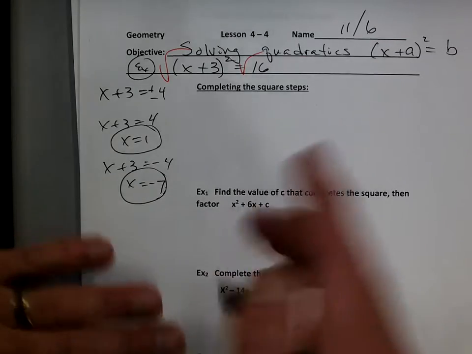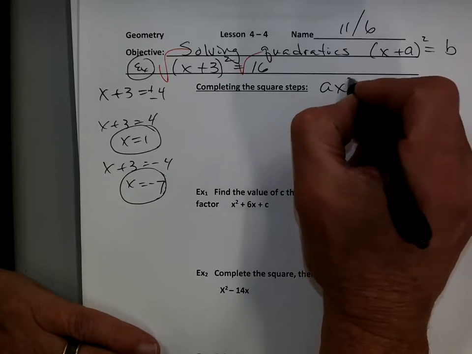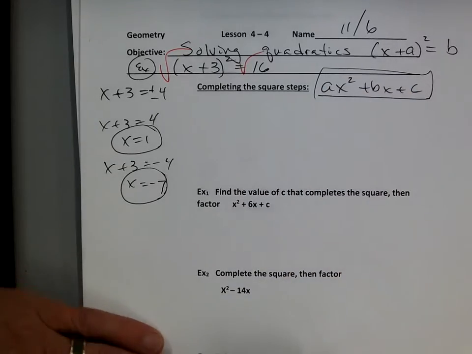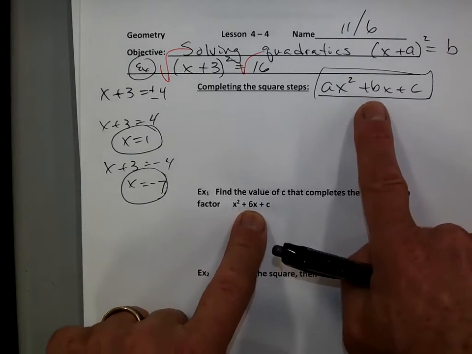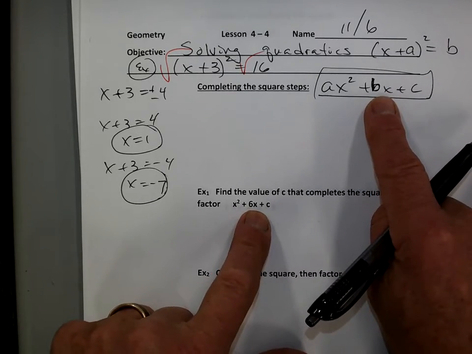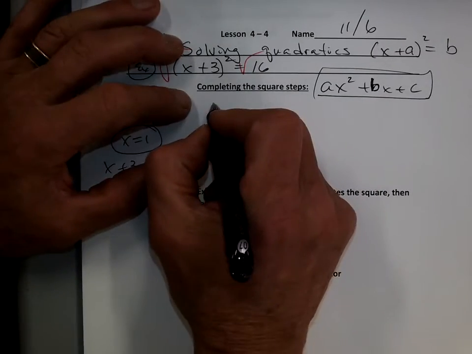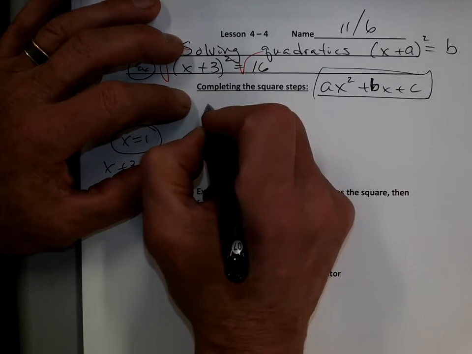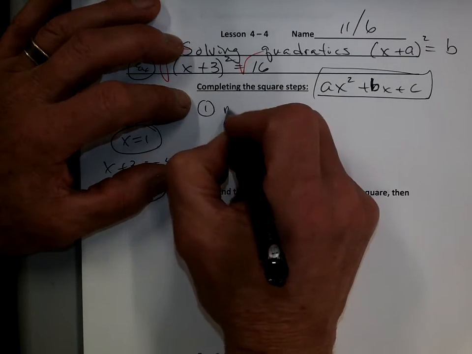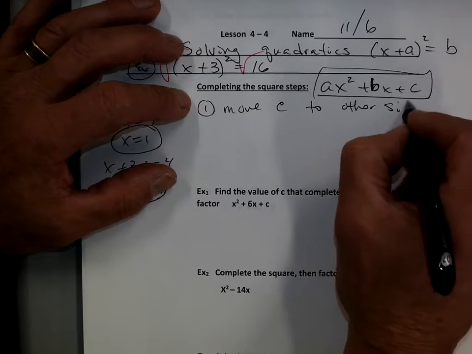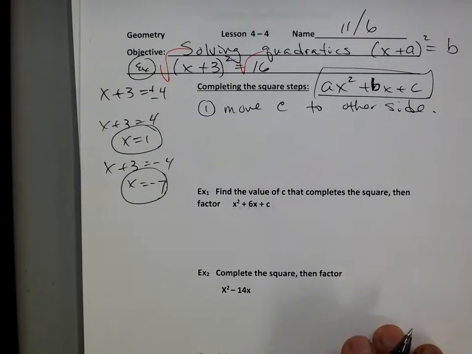There are steps, okay? Every equation has some ax squared plus bx plus c. Okay, we're going to start there. B is the number next to x. So what we're going to do is take 1/2 of b. But before we do that, I'm going to add another step. Step 1, move c to the other side. Write this down. Move c to the other side. Now we're not going to do that yet, but that's coming, okay?